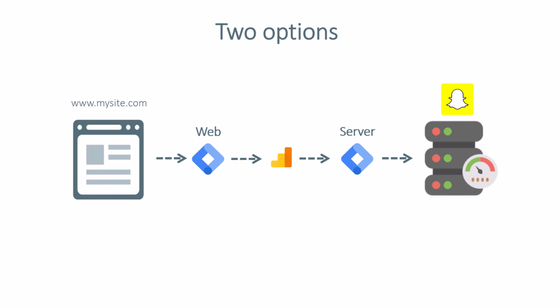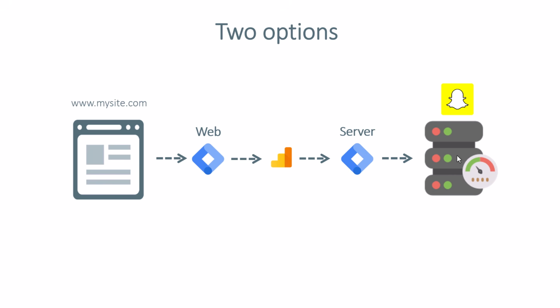So when it comes to the first option, we are done. We sent some events with website Google Tag Manager container to server container. We did this with page views and purchases. And then in the server container, we sent this data further to Snapchat servers.